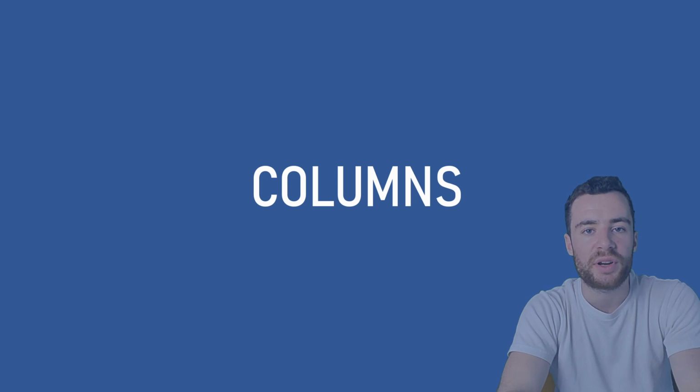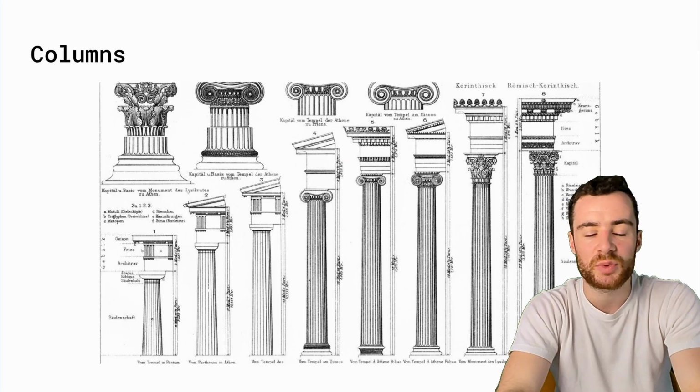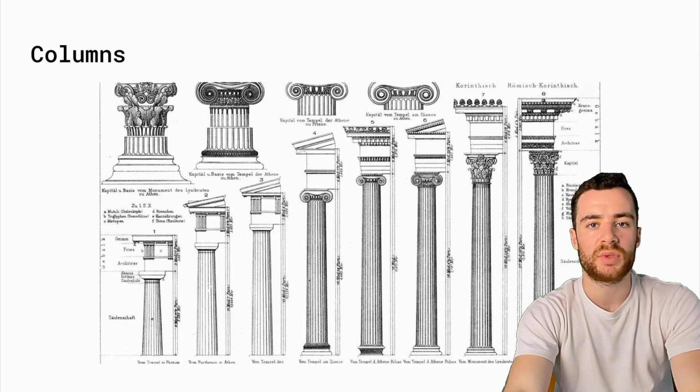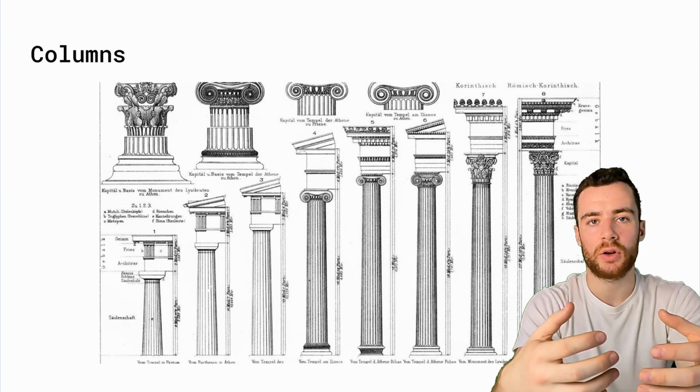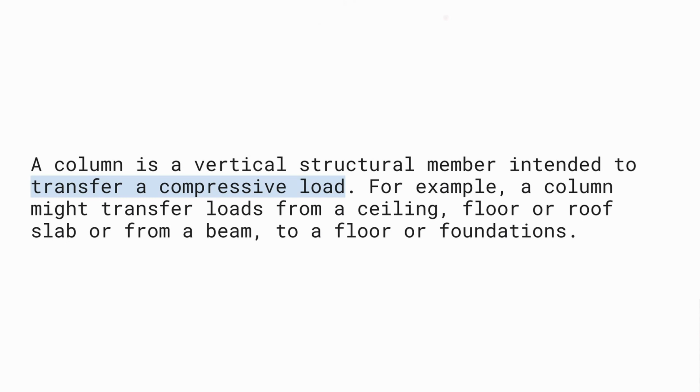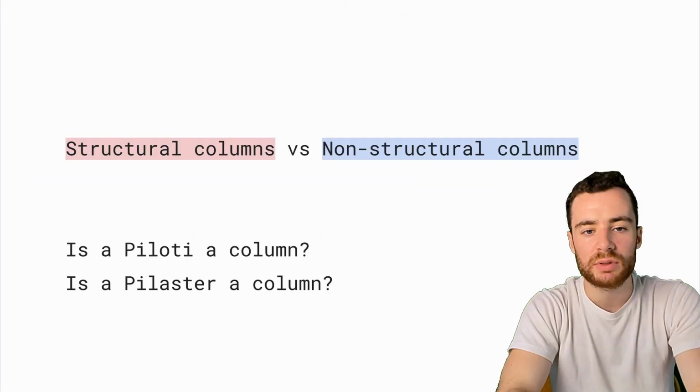So let's jump right in with one of the categories. We'll start with columns. I'm sure you've heard of them in terms of the classical order of things, going from Ionic to Doric to Corinthian. A column is essentially a vertical structural member intended to transfer compressive load. For example, a column might transfer loads from a ceiling, floor or roof, slab, or from a beam to a floor or foundations. There are 2 types: structural columns and non-structural columns.